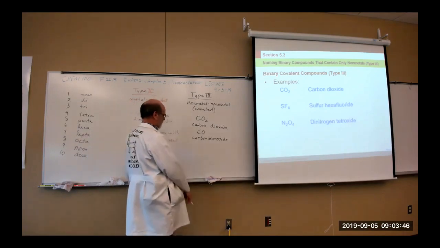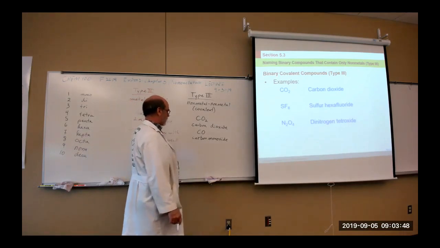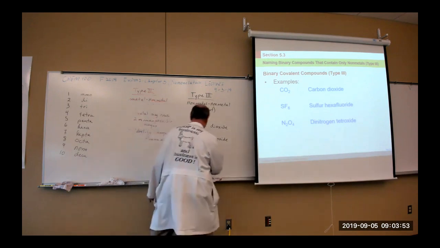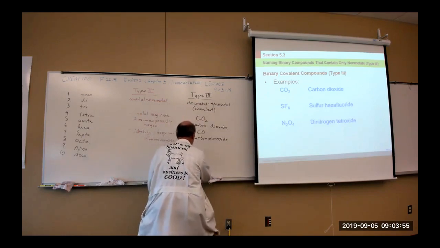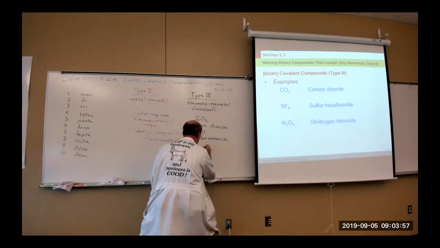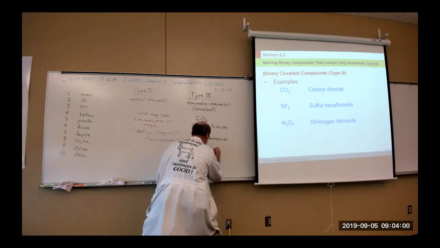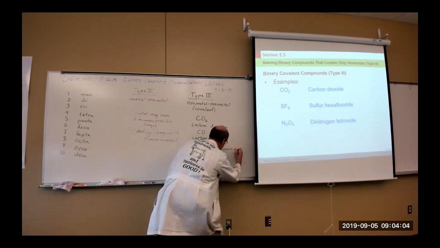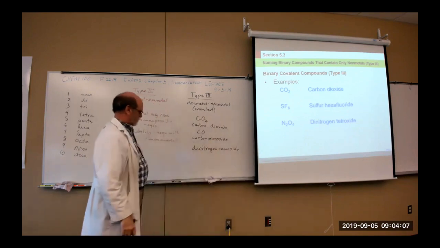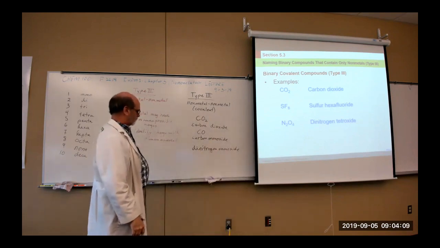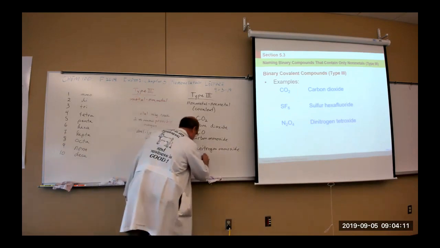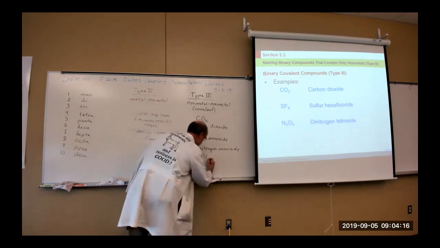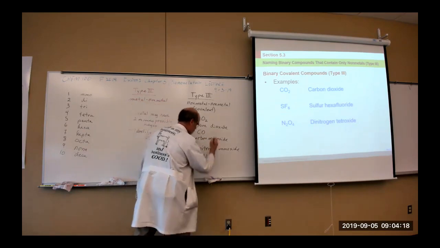Let's go back the other direction. Let's do this one: dinitrogen monoxide. We have nitrogen, how many? 2. And then oxygen, just 1.